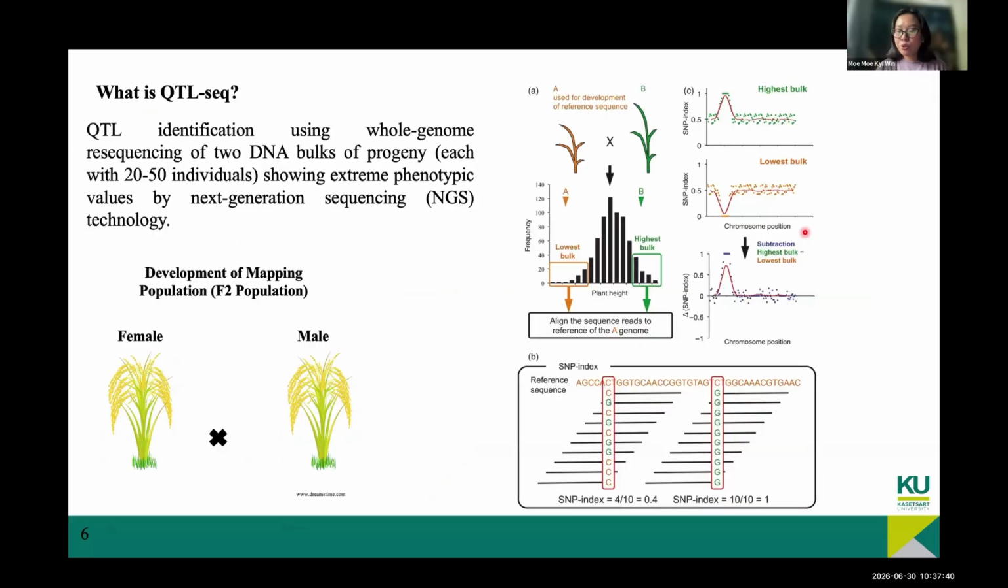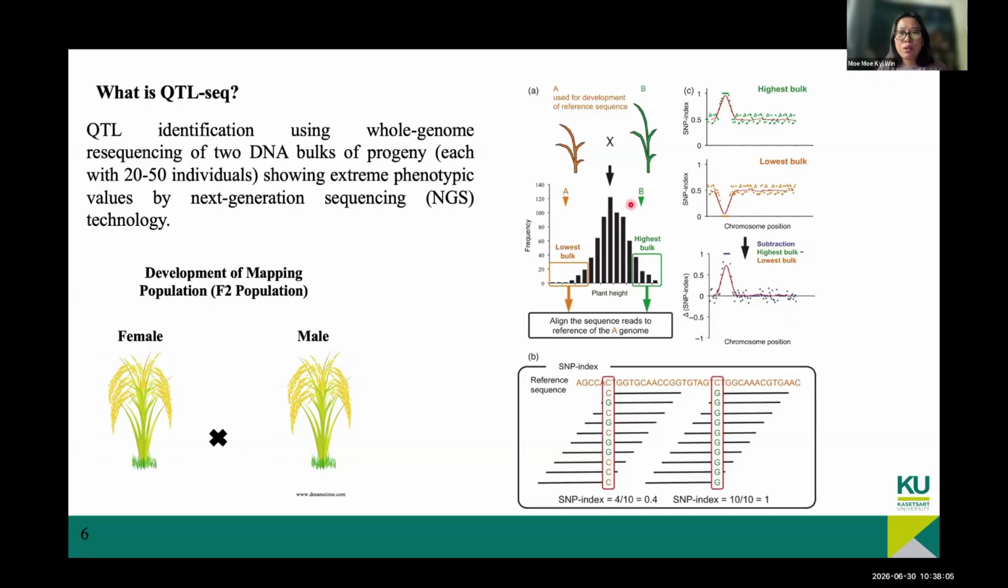QTL-seq is an approach to identify QTLs by using whole-genome resequencing of two DNA bulks, which involve contrasting phenotypes of our trait of interest, by next-generation sequencing technology. So to start QTL-seq, we have to get the mapping populations, like F2 populations or BC1F1 populations.